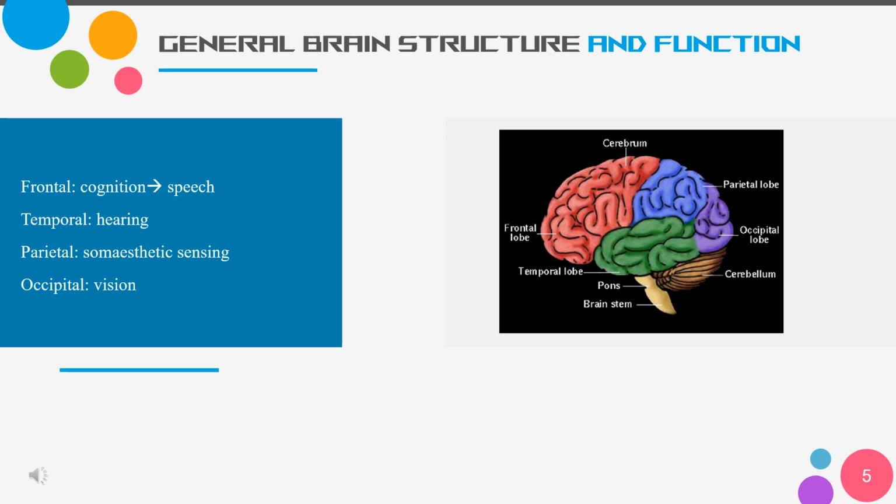The cerebrum is the largest part of the human brain, and it is associated with higher brain functions such as thought and action. It is divided into 4 sections called lobes. They are the frontal lobe, the parietal lobe, the occipital lobe, and the temporal lobe. You can see the illustration of the forebrain in the slide. Let's discuss one by one.